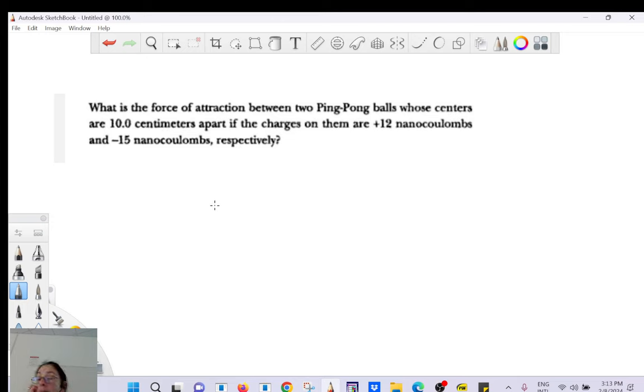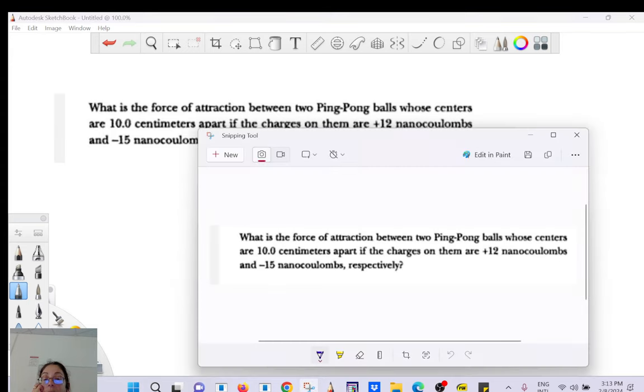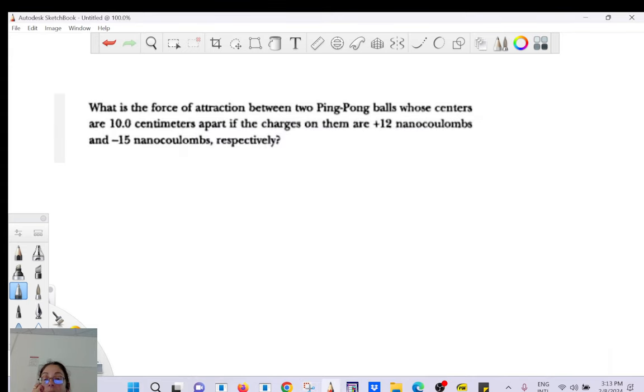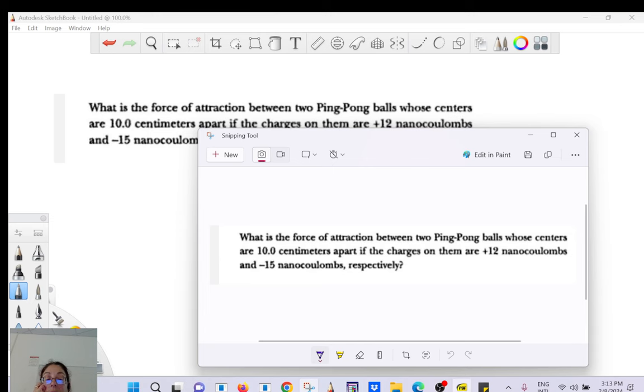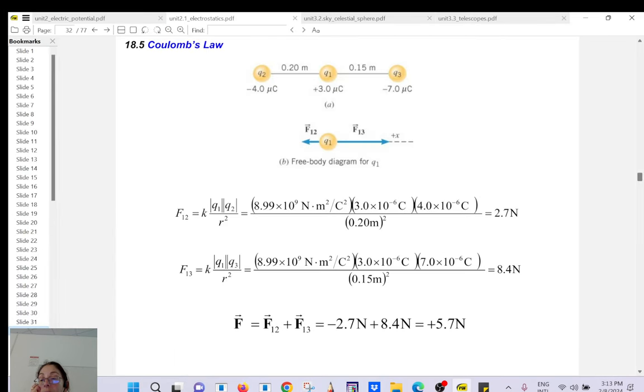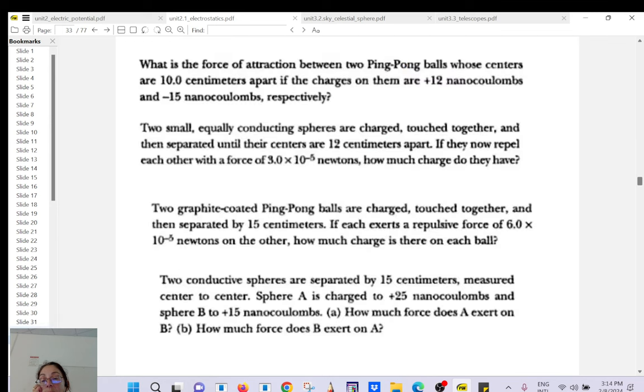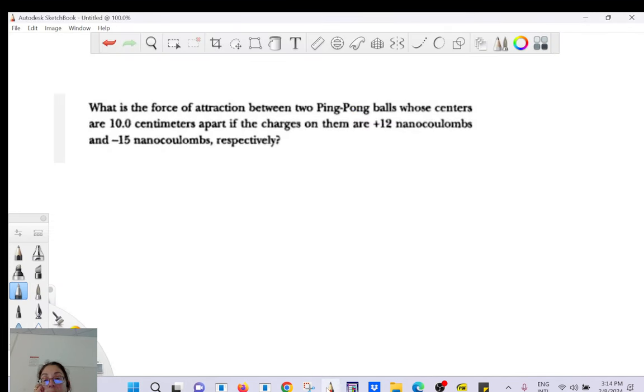When we did the last equation, we had done them to the power of negative 6. Yeah, because it's micro. Micro means 10 to the negative 6. So you have ping pong.